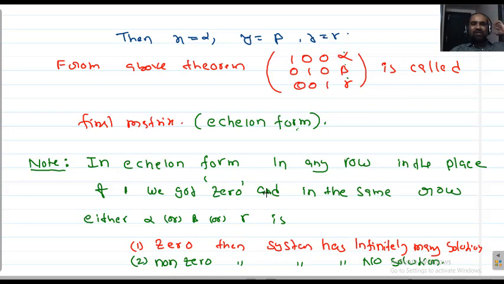Listen, in any row, for example in this row, if you got 0, and instead of beta a non-zero number, then you can say no solution. Instead of beta also you got 0 while doing row transformation, then you can say that the system has infinitely many common solutions. This is the method of Gauss-Jordan, but it is difficult to find the solutions.